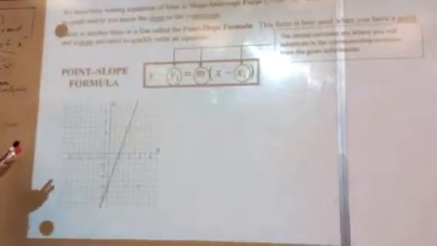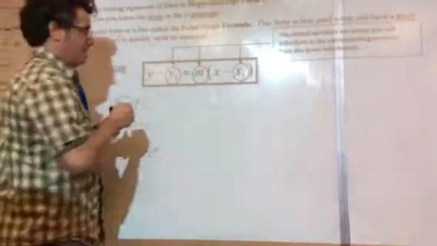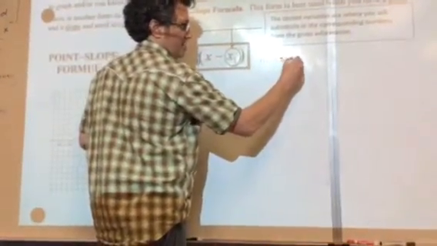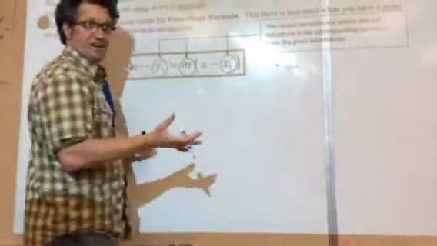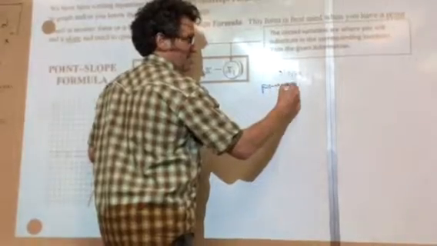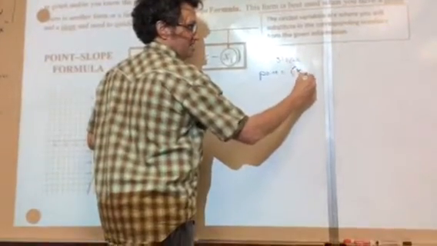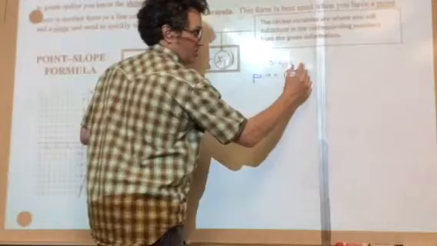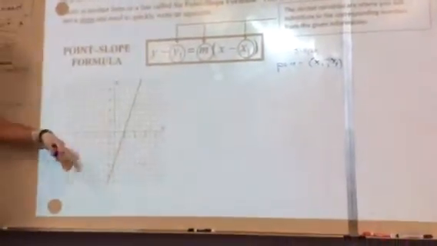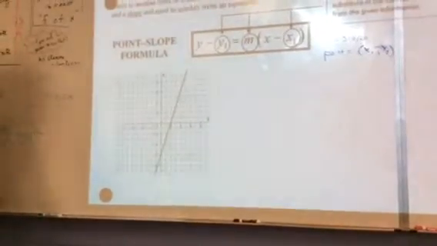Now, just like what we talked about with the slope formula, m is going to be whatever our slope is, right? It's going to be given, or you're going to have to find it. The point is just any point on the line, and that's going to be x of the point and y of the point.